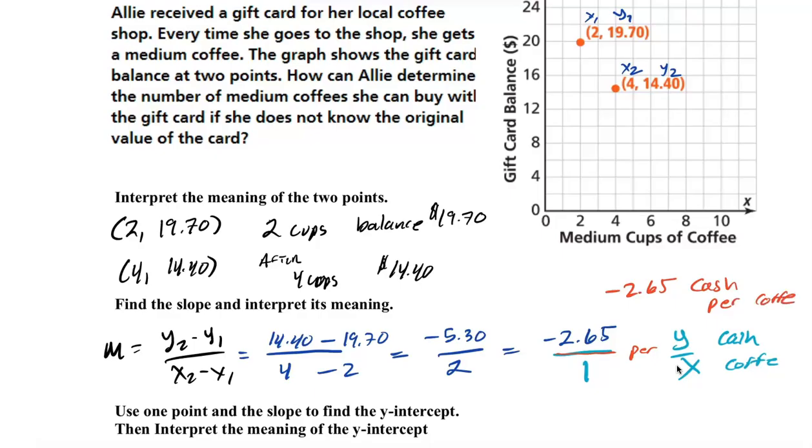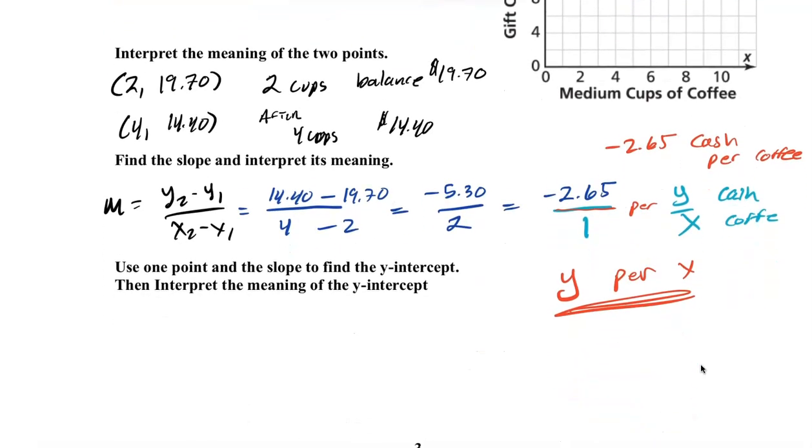So right there I could tell she's spending about $2.65. She's spending $2.65 per coffee. So that's how much cash she loses every time she gets coffee. So that's the cost of a coffee. So that's how you interpret slope. Slope is always easy to interpret. It's just y over x. So write your slope. Keep in mind it's y over x. So put your units, cash over coffee, and the line is per. So you're just going to say y per x, which is the easiest way to interpret slope.